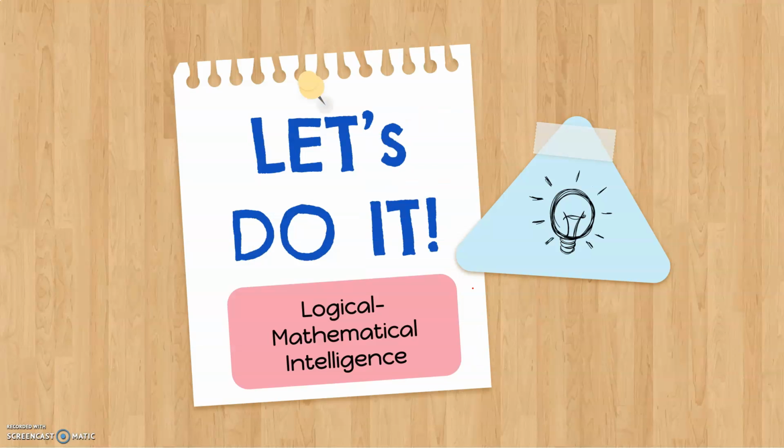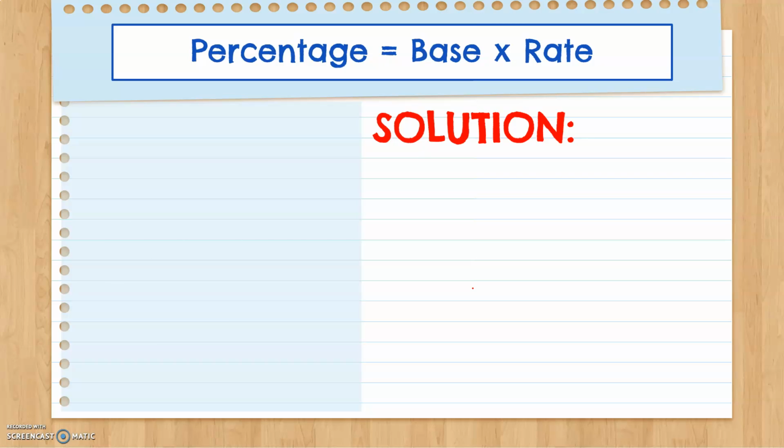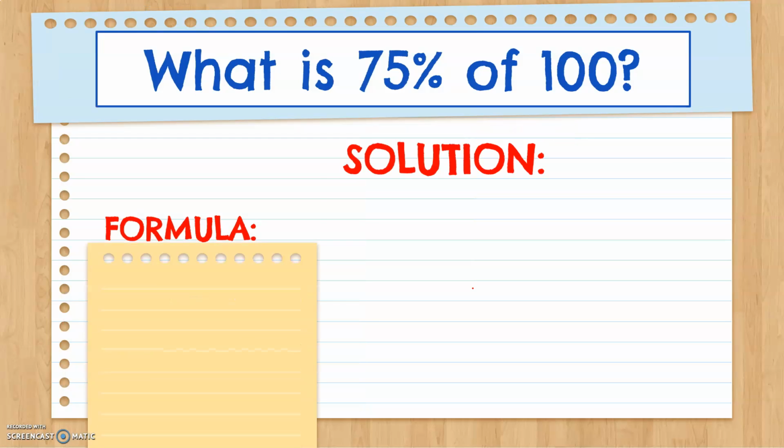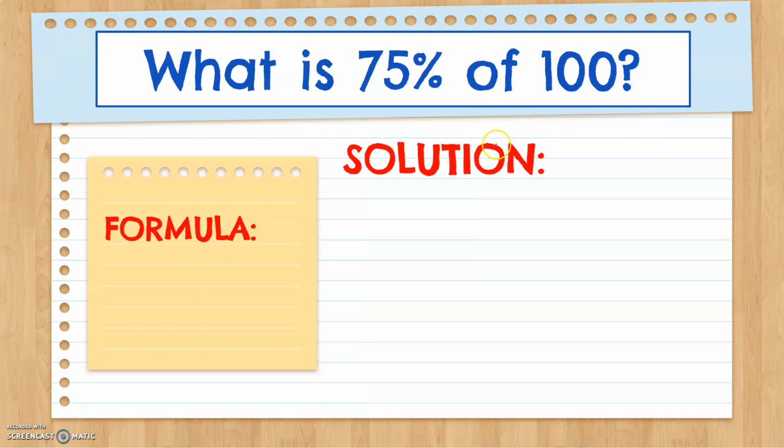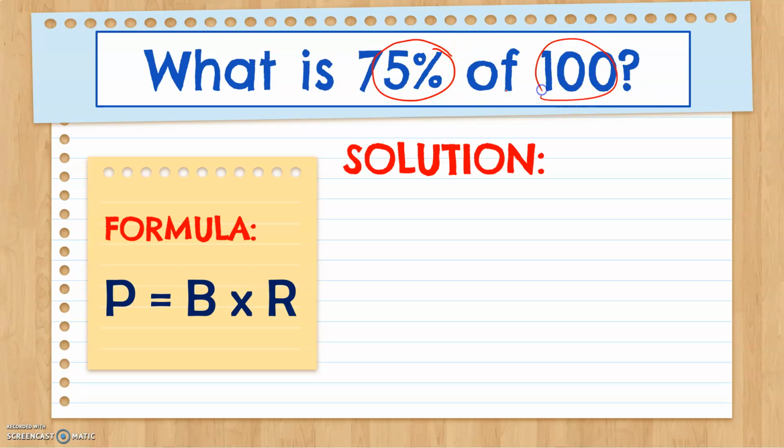Now, let's have some more examples. What is 75% of 100? Again, the formula that we will use is P is equal to base times rate. Our rate here is 75% because of the percent symbol, and our base is 100 because of the word of. So let's look for the percentage. We need to simply multiply 100 and 75%.